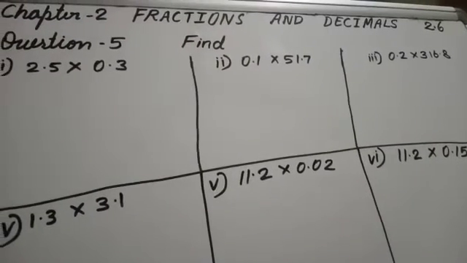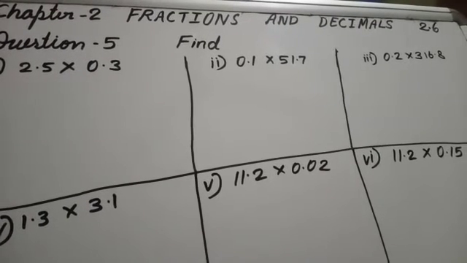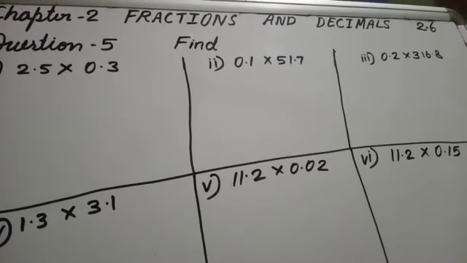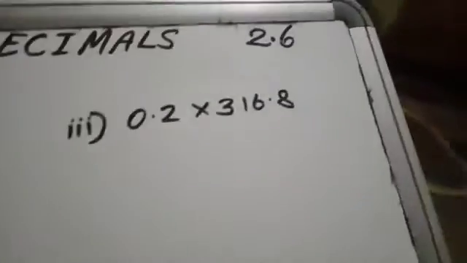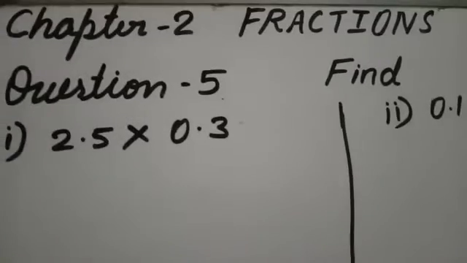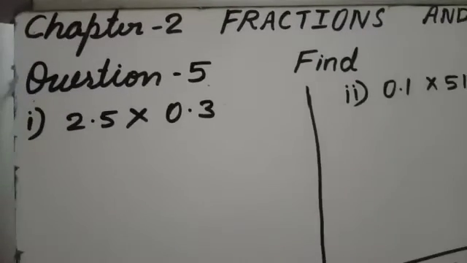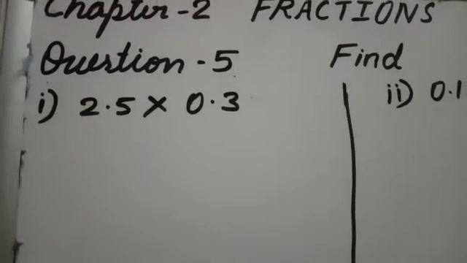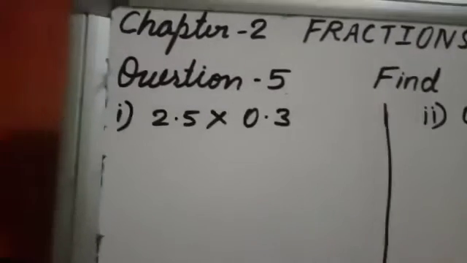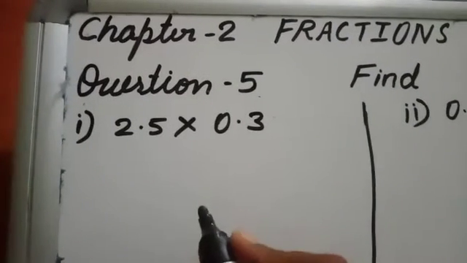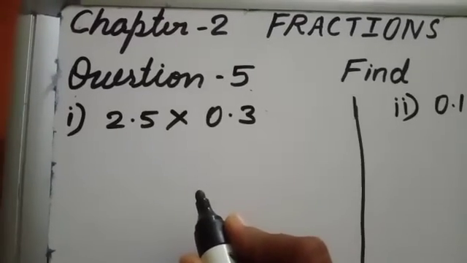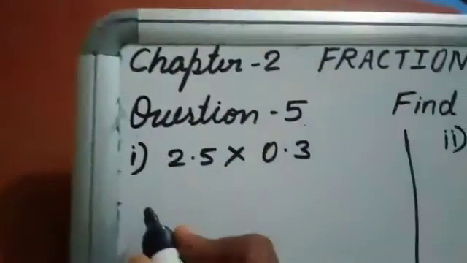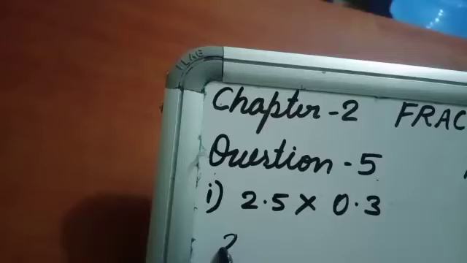My dear students, let us begin mathematics class, fractions and decimals, exercise 2.6. From that, question 5, find. In that, the first question: 2.5 into 0.3. They have given it in the form of decimal, but we can do it directly. But if we write in the form of fraction, it is easy.